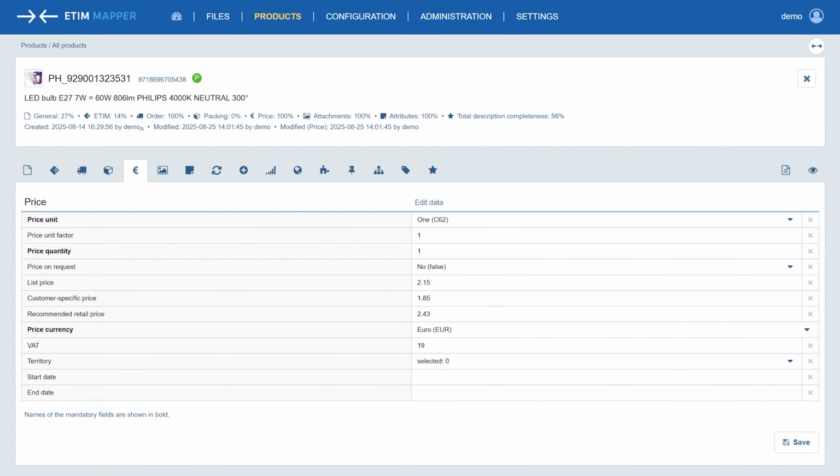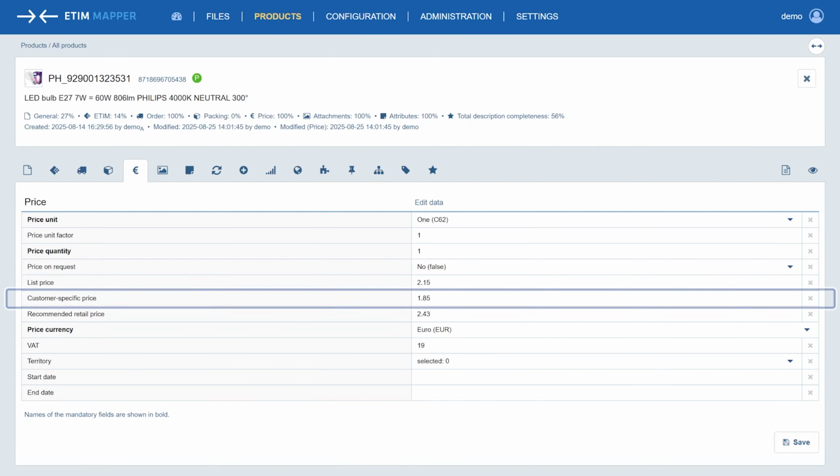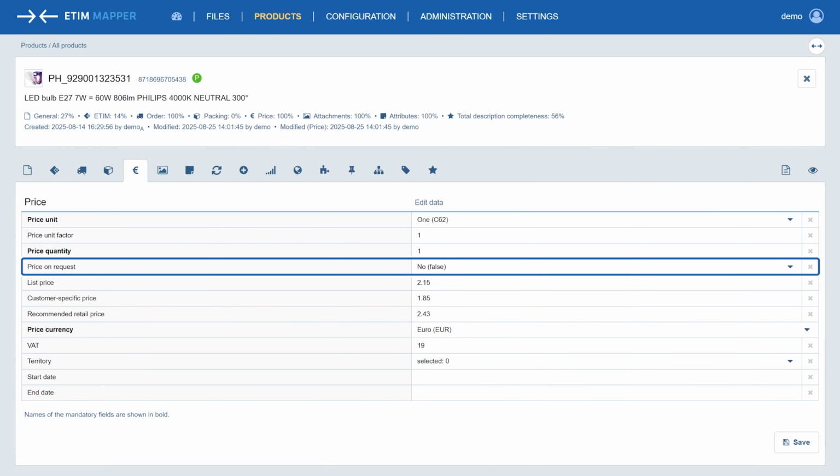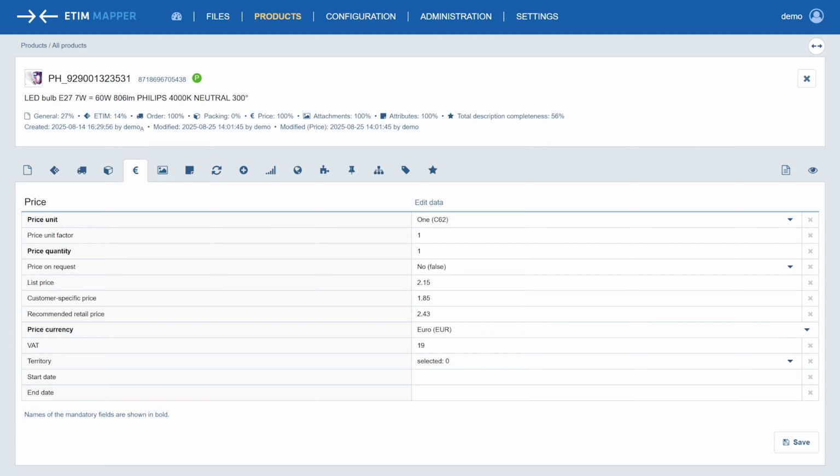These are the list price, the customer-specific price, the recommended retail price, or price on request, used when a product does not have a fixed price, for example, fuel. You must always provide at least one of these 4 values.